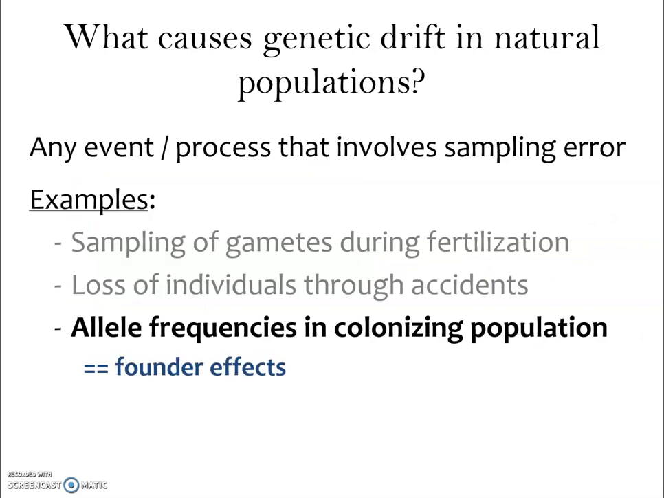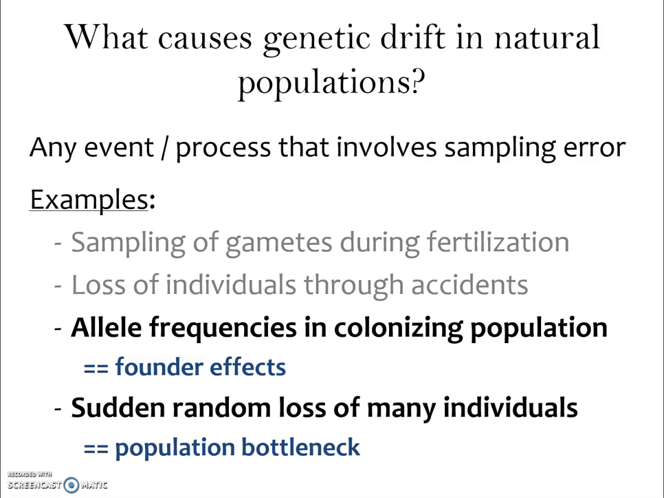We're going to look at two events, two phenomena that cause genetic drift. One is founder effects. We'll have a slide. And the second one is a population bottleneck. Right, so founder effects are related to colonization of a new area.